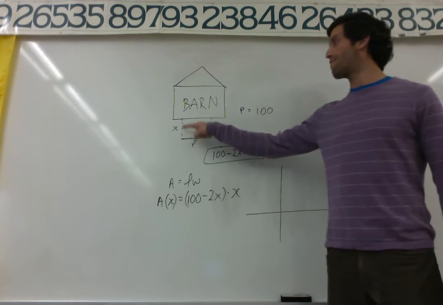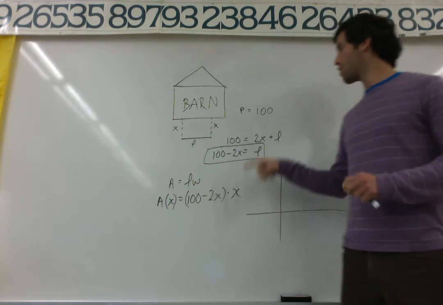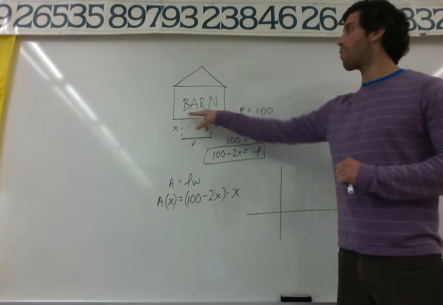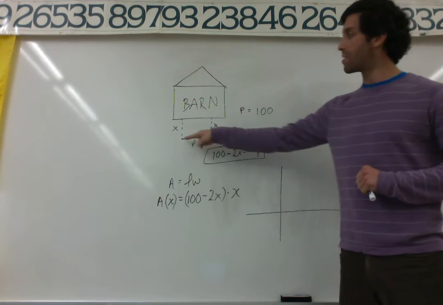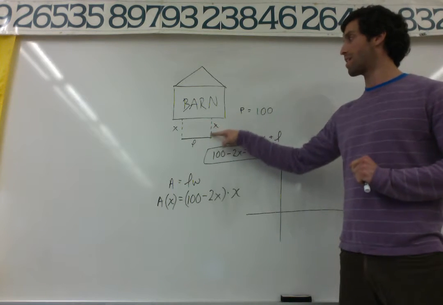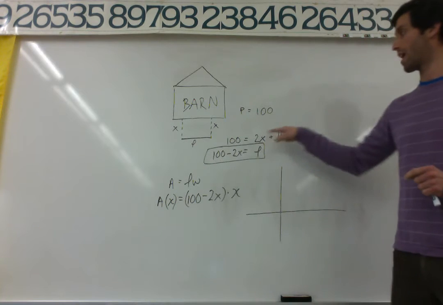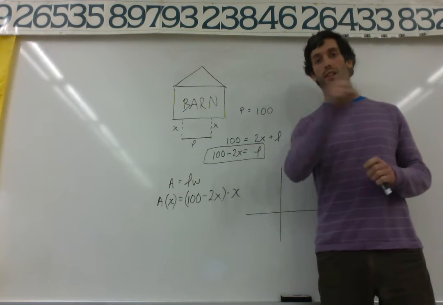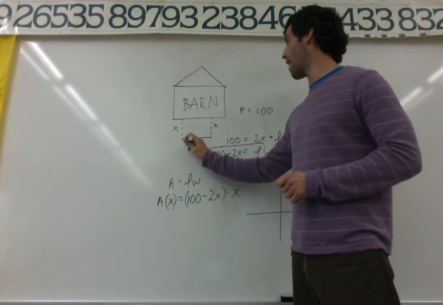The perimeter, the amount of fencing she has, is 100 meters. I think I used meters. So the perimeter of this enclosure, now it's against the side of a barn wall, so we're not using this side, but the width of the enclosure is x, and the length is just this side. So the length, as it depends on the width, is, well, 100 is 2x plus the length. So the length is just 100 minus 2x. That's all I was looking for. The length of the enclosure is 100 minus 2x.